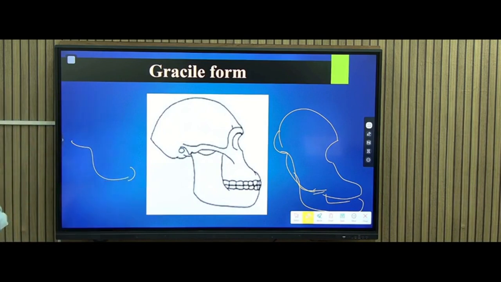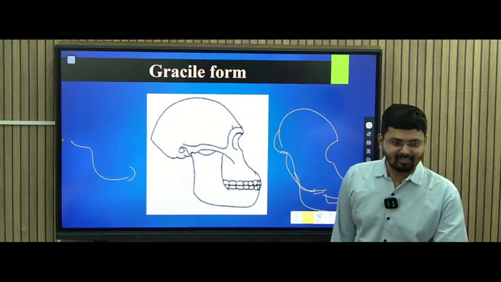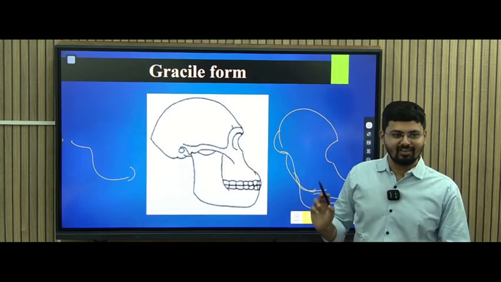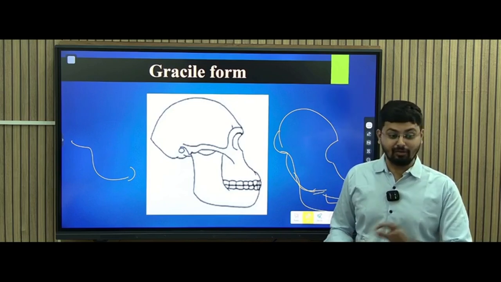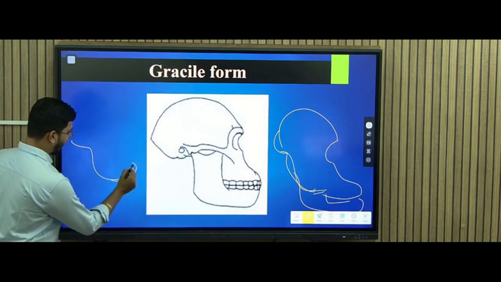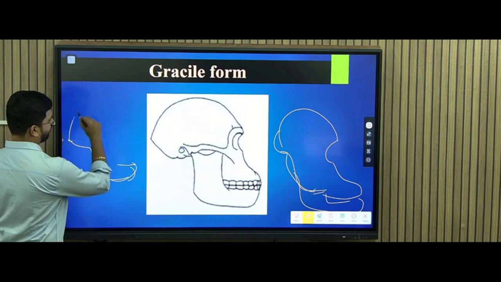And never draw a chin. Chin will not develop till Homo sapiens come. They won't be having a chin. Some people will draw the chin neatly and show it in the diagram, so never draw the chin. Ensure that it is round like this and directly it is going to the teeth. And then from here, you can use it.